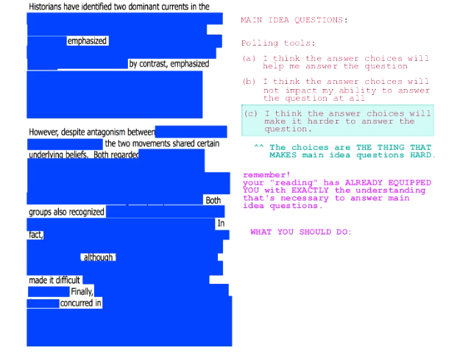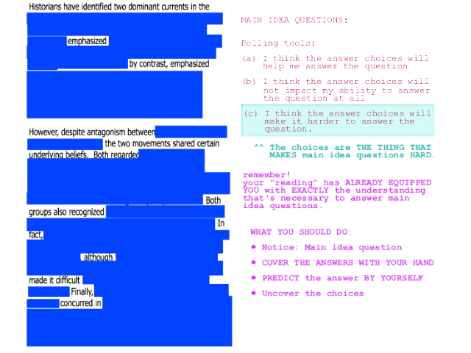So what you should do is, as soon as you notice that it's a main idea question, you should physically cover the answers with your hand. You might look kind of silly doing that, but you will be a silly looking person with a higher score, which is probably a good trade-off. And then predict the answer by yourself. And then uncover the choices. And then check.